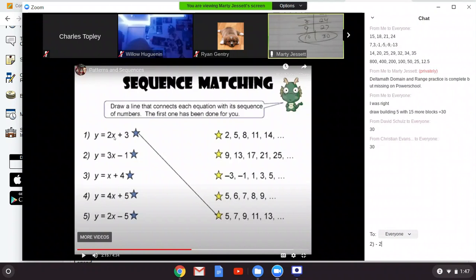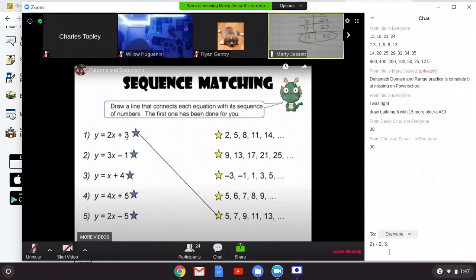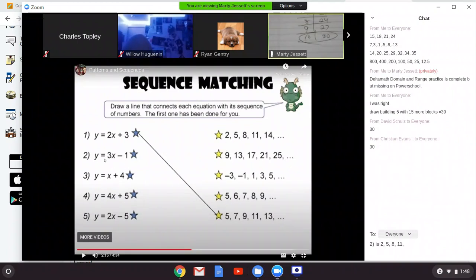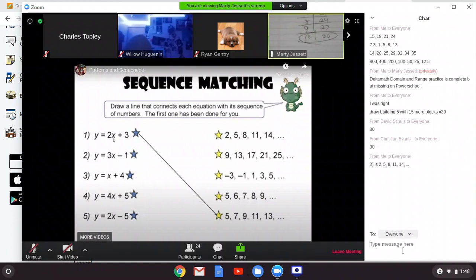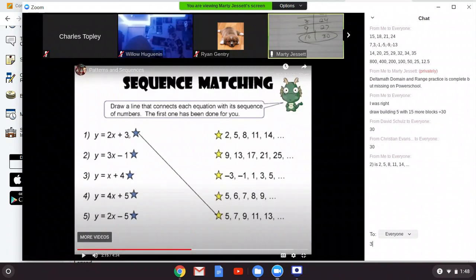So in other words, if I substitute a 1 in for x, 2 times 1 is 2, and then 2 plus 3 is 5. So that's a 5. Well, this sequence up here starts with a 5. None of the other ones do. What if I put in a 2? Well, 2 times 2 is 4, and 4 plus 3 is 7. So the second number in my sequence should be 7, which is true on this one. And then if I put in a 3, 2 times 3 is 6, plus 3 is 9. So that is why this first equation matches with the last sequence. Your job is to figure out the other 4. Let's see how you do on those.